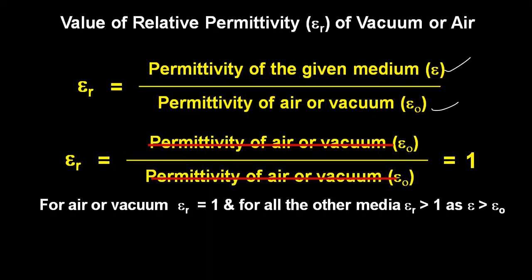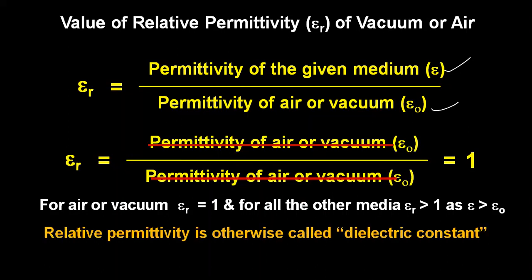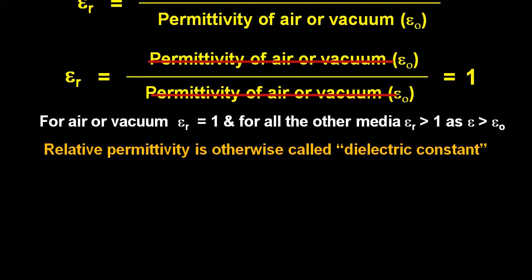Now, relative permittivity has one more name. It can also be called dielectric constant. So please make a note of it. Relative permittivity is otherwise called dielectric constant. I hope you would have understood the first definition. Now we'll go into one more definition for relative permittivity.